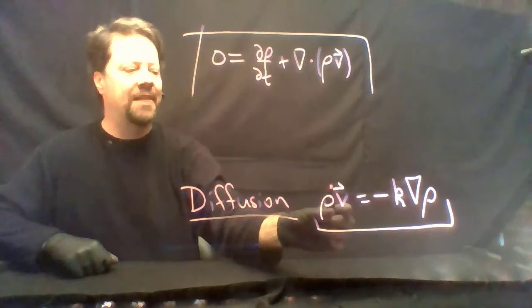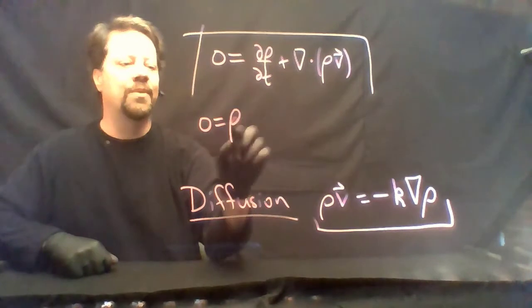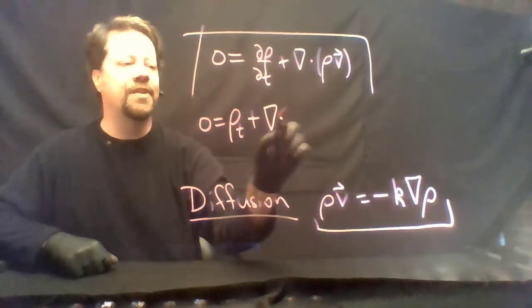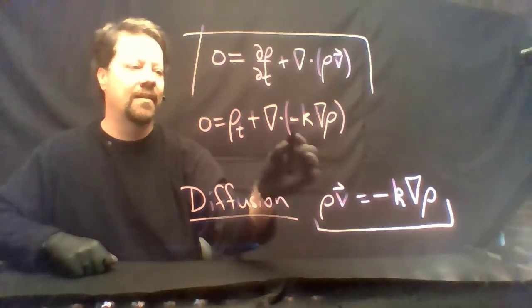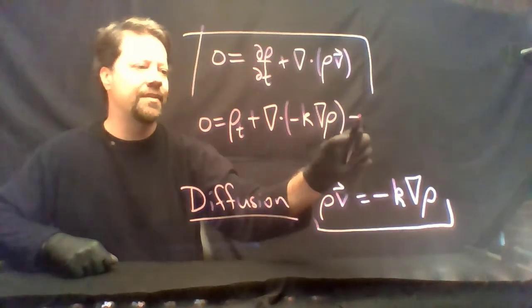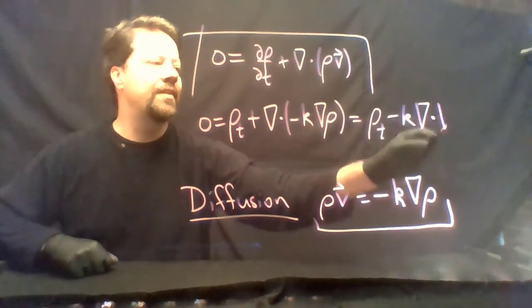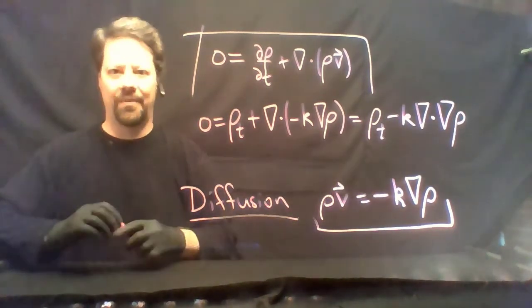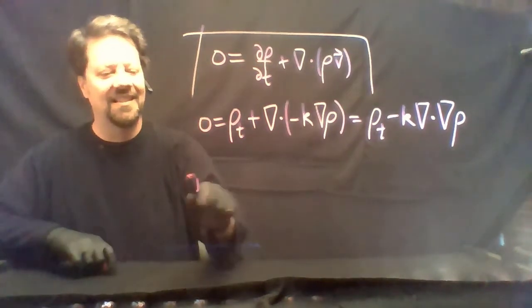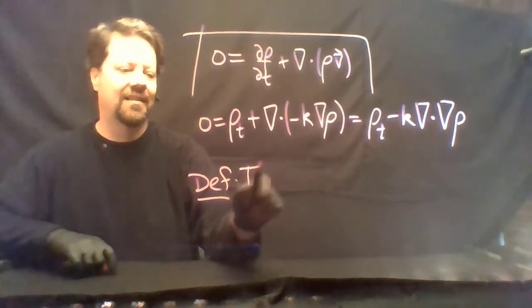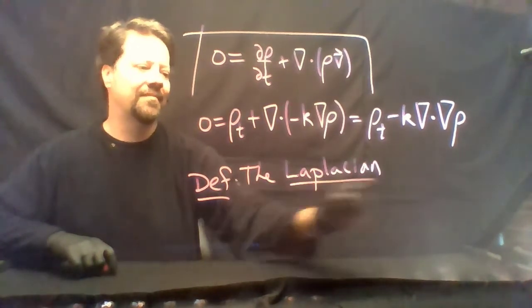If you replace the momentum density rho v by minus k times the gradient of rho, you get 0 equals rho t plus the divergence of minus k times the gradient of rho. The minus k can come out of this divergence, and you get the divergence of the gradient of rho. What is this divergence of the gradient? The Laplacian.